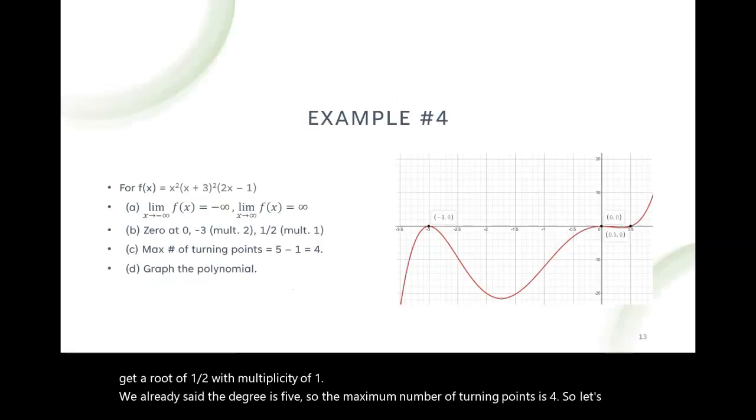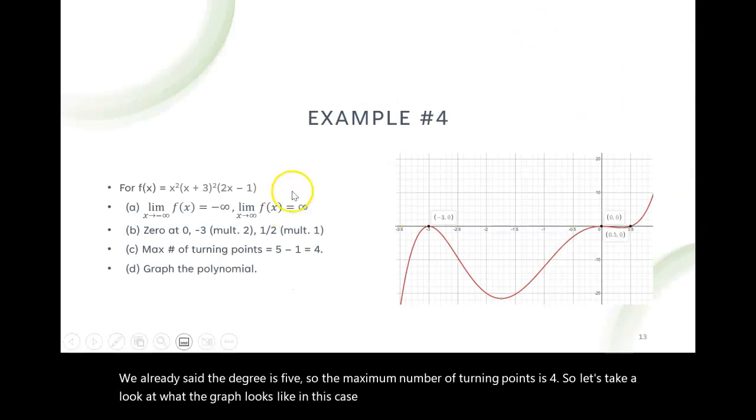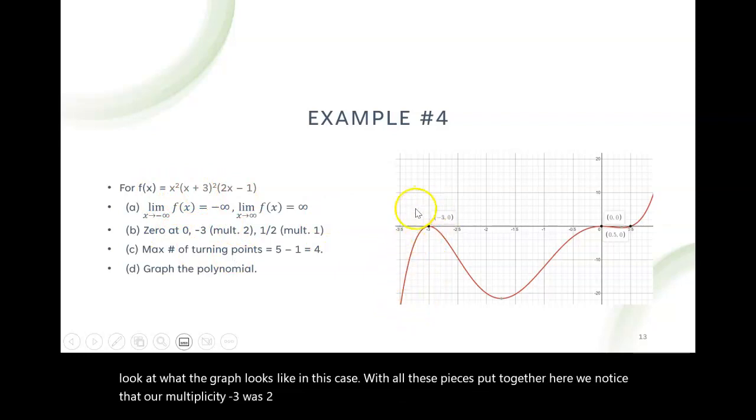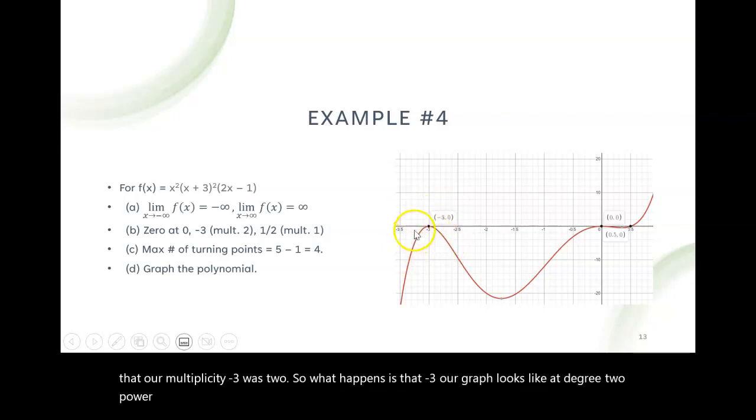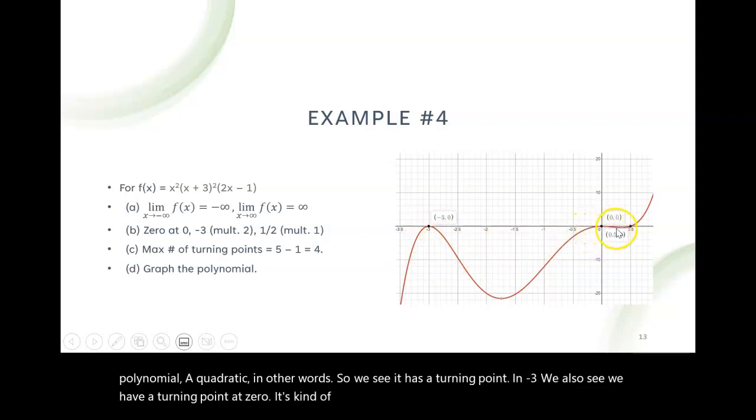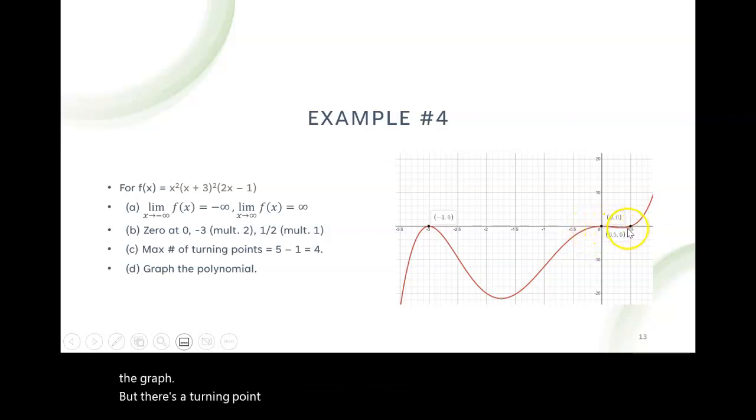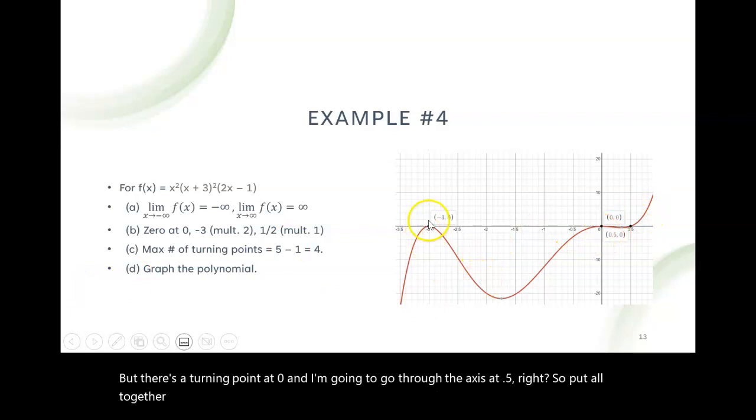So let's take a look at what the graph looks like in this case, with all these pieces put together. Well, we notice that our multiplicity at negative 3 was 2. So what happens is at negative 3, our graph looks like a degree 2 polynomial, a quadratic in other words. So we see it has a turning point at negative 3. We also have a turning point at 0. It's kind of harder to see because there's just a really small bend in the graph there, but there's a turning point at 0. And then we're going to go through the axis at 0.5. All put together, we get this nice graph with 1, 2, 3, 4 turning points.